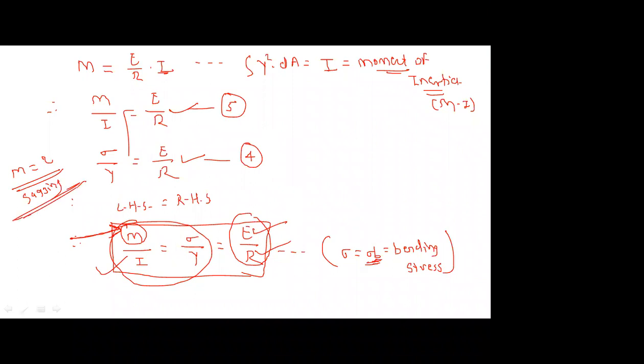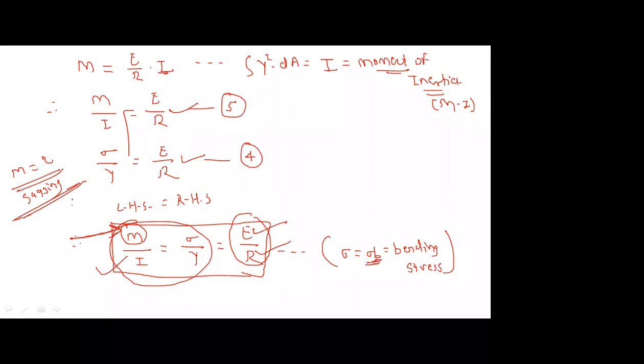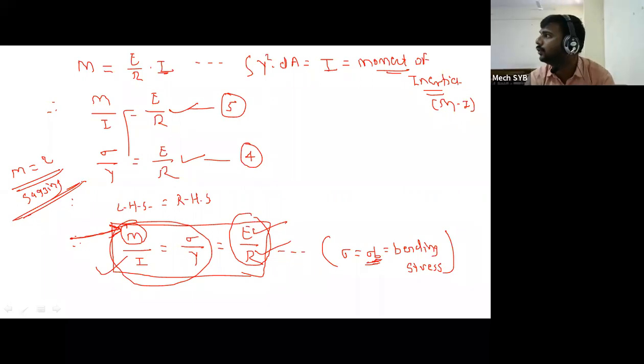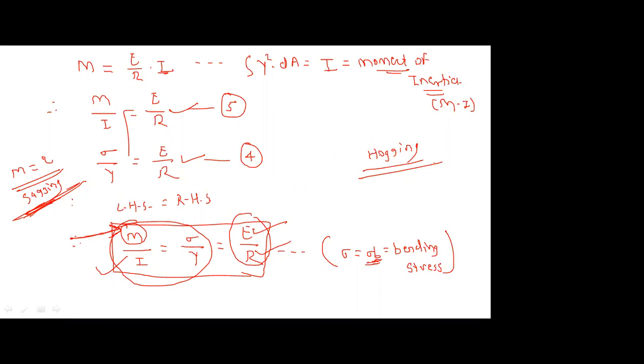Sagging bending moment is applicable only for a simply supported beam. In some statements, the type of beam is not mentioned, whether it is simply supported or cantilever. But at that time, these words are mentioned. Sagging is applicable for the simply supported beam, and one more word, hogging, is applicable for the cantilever beam.